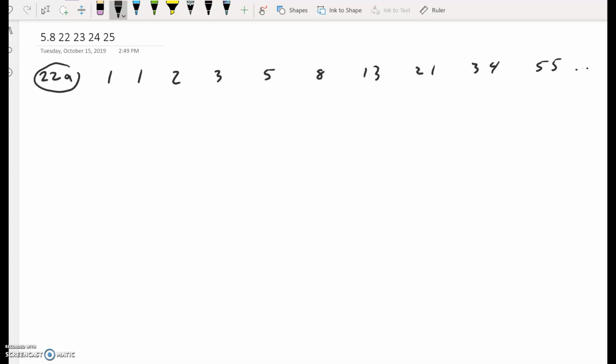So part A of problem 22 says pick any three numbers in a row. I'll pick these three first of all. Take the middle one and square it, and then subtract off the product of the one before and after. So we're subtracting off 3 times 8. So we get 25, take away 24, and that's 1. So I did part A.